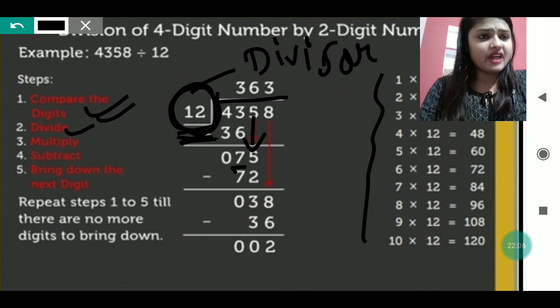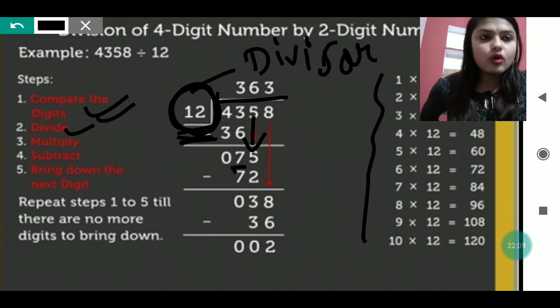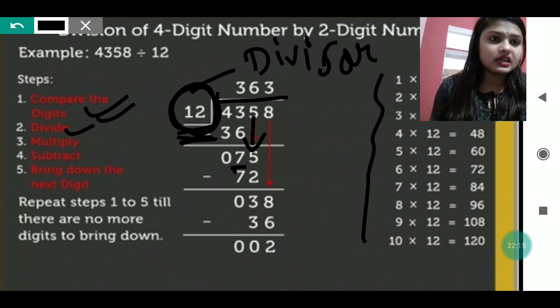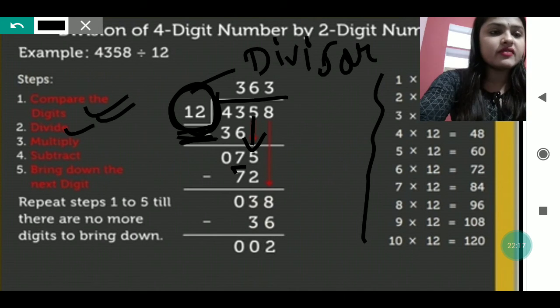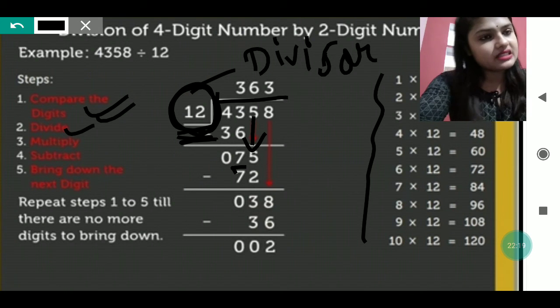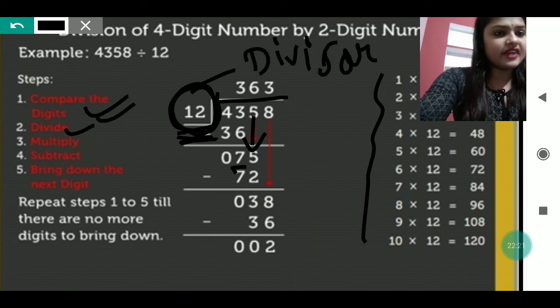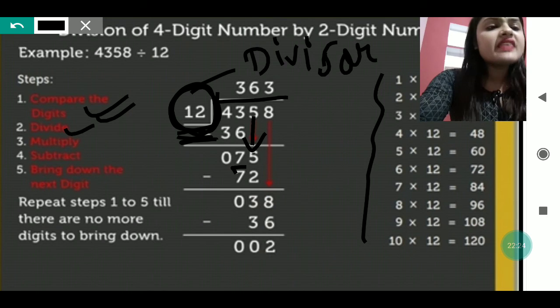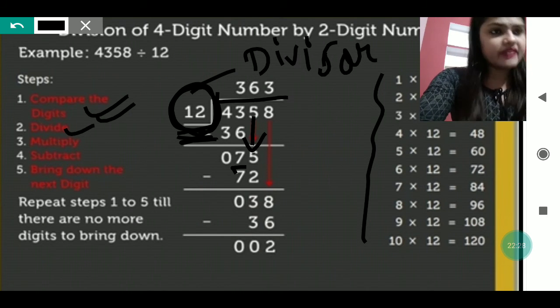I have taken the 5 down. Now that 7 is not alone, it is with 5, so it is 75 now. Now again you have to read the table of 12 up to the point where you can get either 75 or less than 75. The table is already written here, so I am not going to read it out.